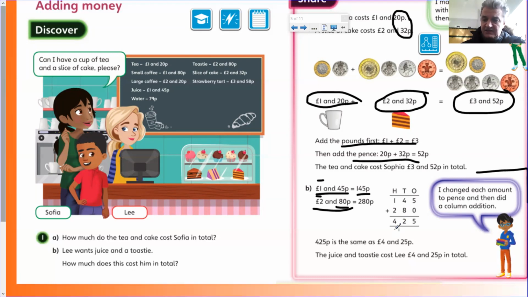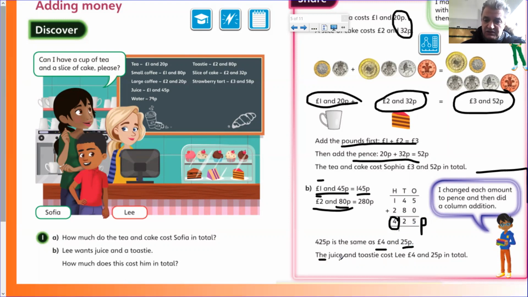Rename those 10 tens to 100. Now I've got 100, 200, 300, and the 100, 400. I end up with 425 what? I end up with 425 pence. Then I need to convert that back into pounds and pence. I know that my 400 pence is worth £4. Therefore, I end up with £4.25.